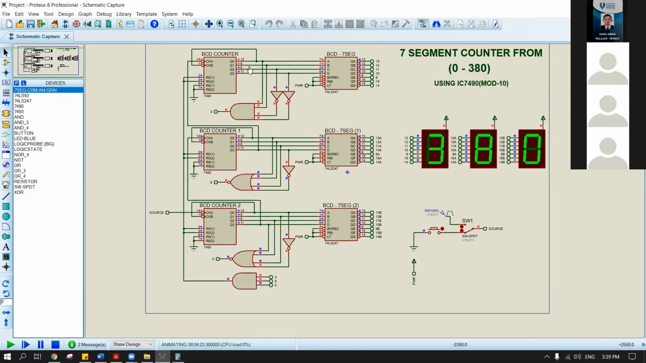Okay, so the first IC is number 3, the second IC is number 8, and the third IC is number 0. But then the output still gives the blue output, so it means low. I want to make it high like this.